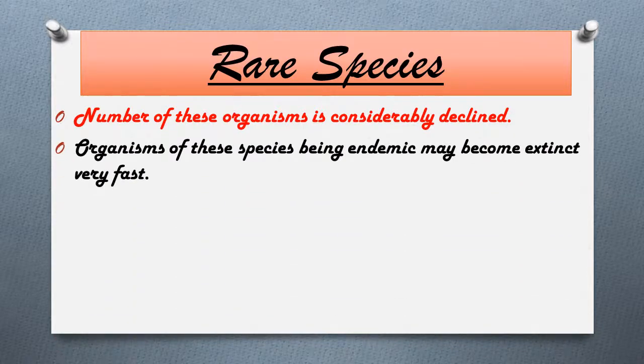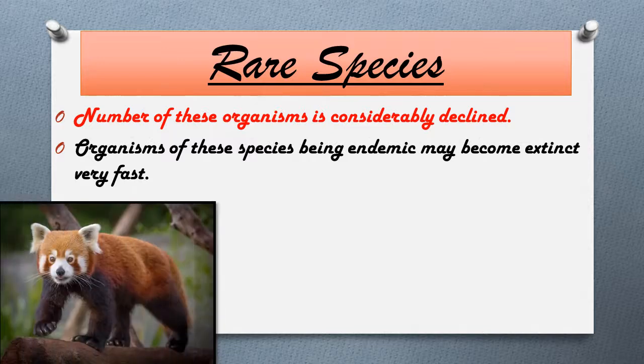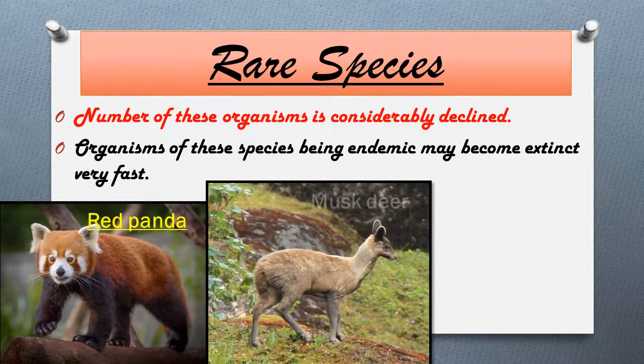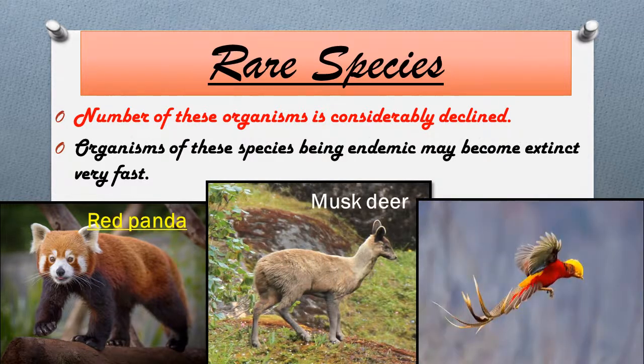Organisms of these species, being endemic, may become extinct very fast. It means the population of these organisms will decline very fast if conservation measures are not implemented properly. Alright, let's see some examples. This is a red panda, the second example is musk deer, and the third one is golden pheasant. So these are 3 examples among the rare species.